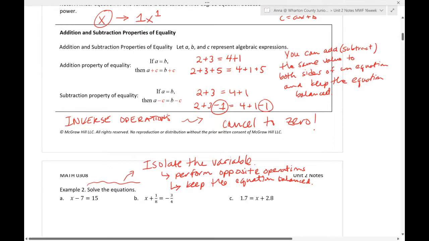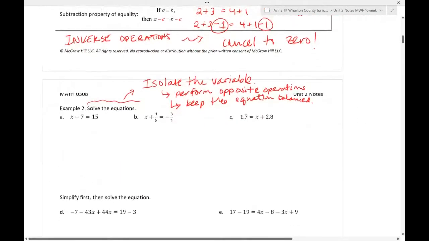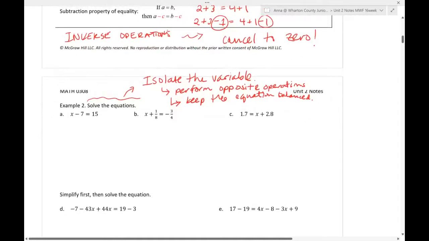So we are going to solve what's called a couple of one-step equations, for example 2a, b, and c. It's called a one-step equation because we can solve it in one step. So for the first one, we have x minus 7 equals 15. What I want to do here is look at the side that the variable's on, and undo the operation that's happening to it. On the side with the x, we have x minus 7. The opposite of minus 7 is adding 7. So I'm going to add 7 to both sides of the equation to keep it balanced.